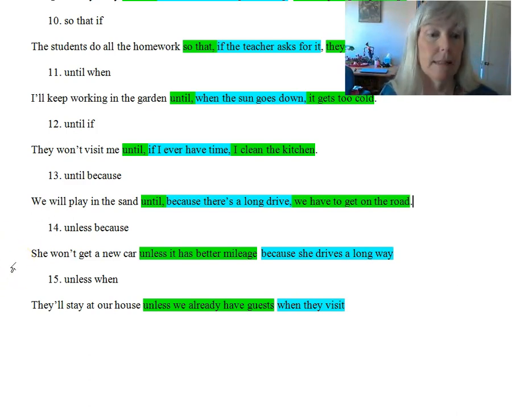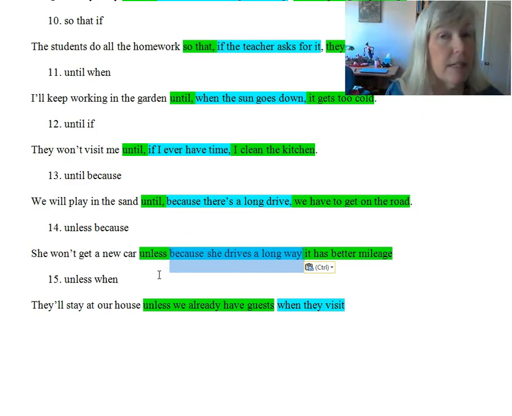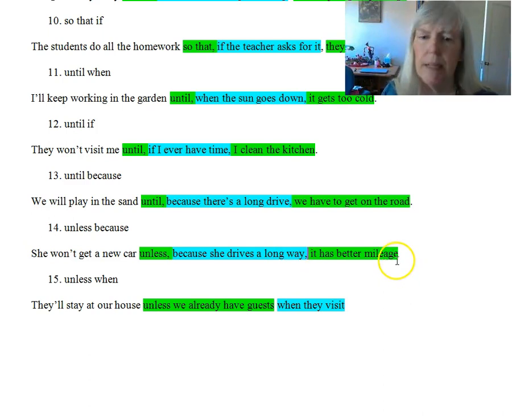Unless and because. She won't get a new car unless it has better mileage because she drives a long way. She won't get a new car unless, because she drives a long way, it has better mileage. That doesn't work quite as well because it's unclear which thing is because, but you can do it.